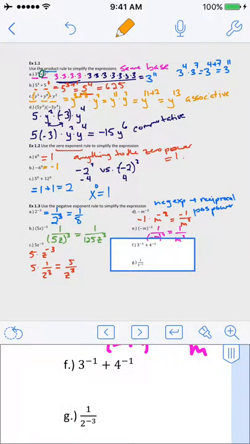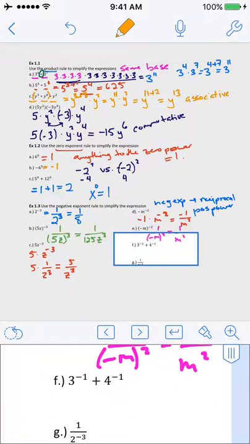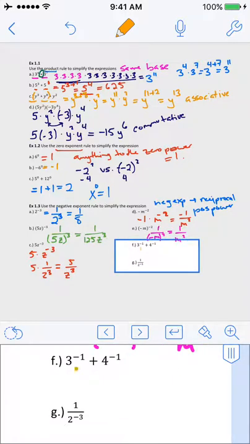Negative exponents work for numbers. Of course they do, right? We just saw that working up in problem 1, and so we can use them when we're solving other problems. If we have 3 to the negative 1 plus 4 to the negative 1, we can convert both of these. That becomes 1/3 plus 1/4. Just switch it over. So 3 to the negative 1 becomes 1 over 3 to the positive 1, plus 4 to the negative 1 becomes plus 1 over 4 to the positive 1, right? And then we can add these together.